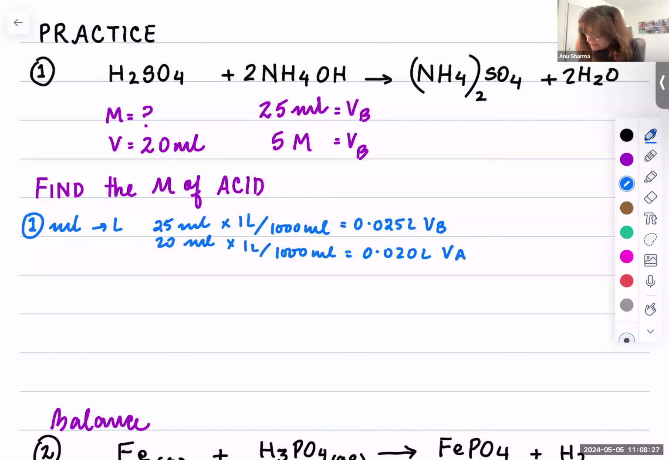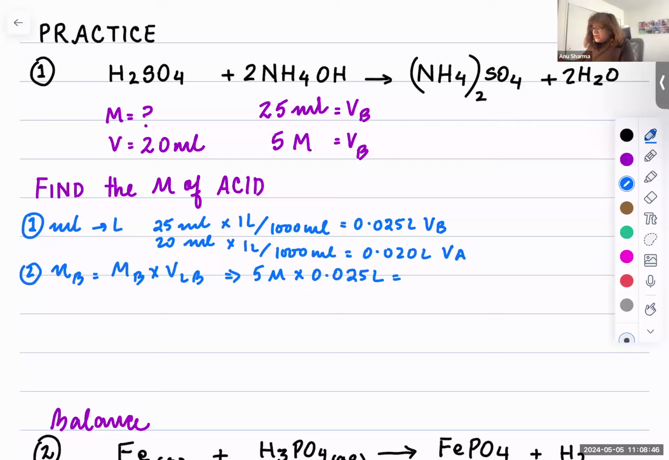Okay, so one piece. Second thing is find the moles of the base. Moles of the base is equal to the molarity of the base times the volume in liters of the base. So here the molarity is 5 molar times 0.025 liters, 5 times 0.025, and that gives you 0.125 moles. So these are the moles of NH4OH, which is the base here.